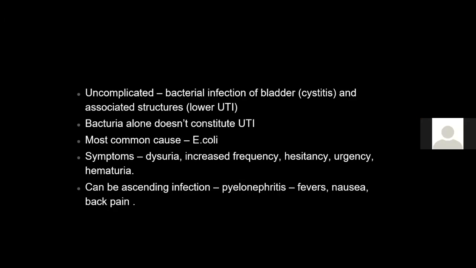And if it goes untreated, or treated but the treatment isn't effective, it can lead to an upper urinary tract infection. So this is then involvement of the kidneys. This is known as pyelonephritis, and this can manifest, initially starting as a UTI and then progressing to have fevers, rigors, nausea, and back pain, also flank pain.